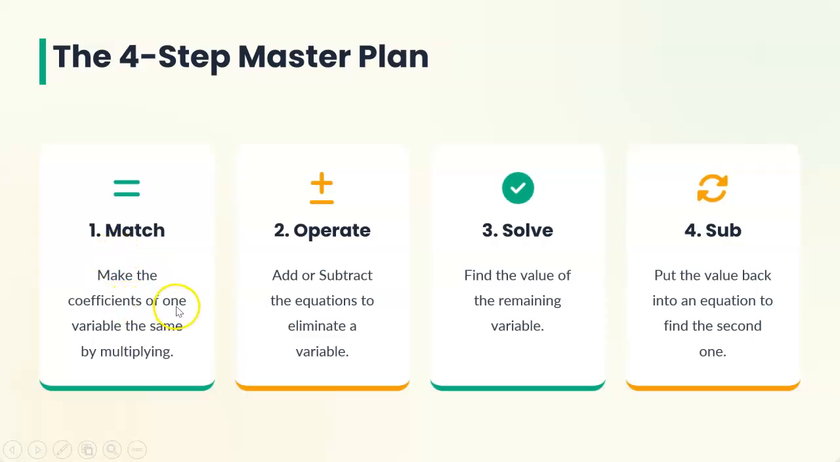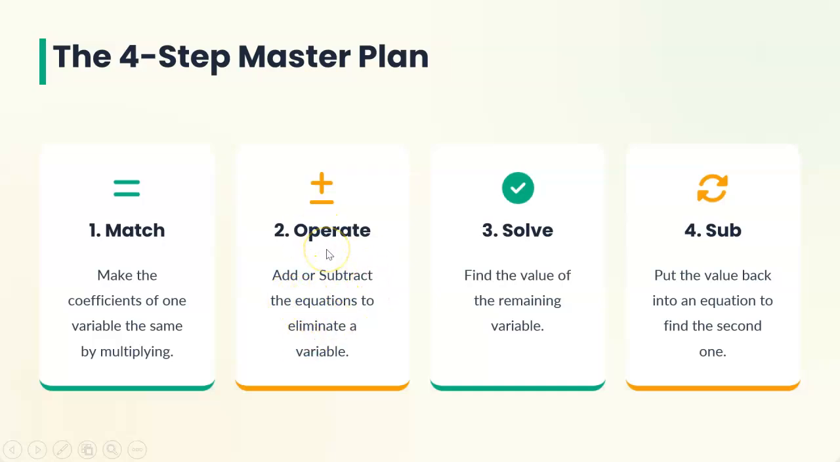Make the coefficient of one variable the same by multiplying. I'm going to tell you how that works. Then here we have either plus or minus. So how does this really work? Add or subtract the equations to eliminate a variable.